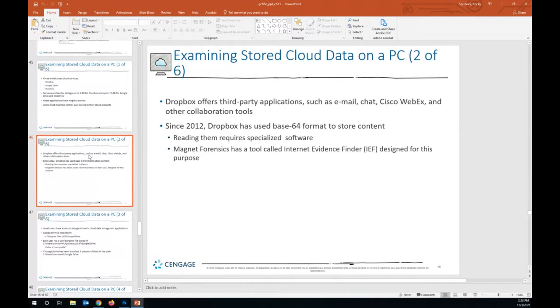Dropbox also offers third-party applications such as email and Cisco WebEx. Since 2012, they have used a base64 format to store content.